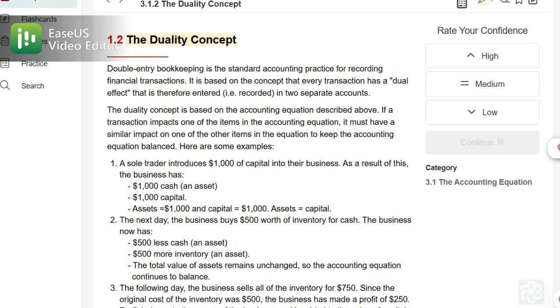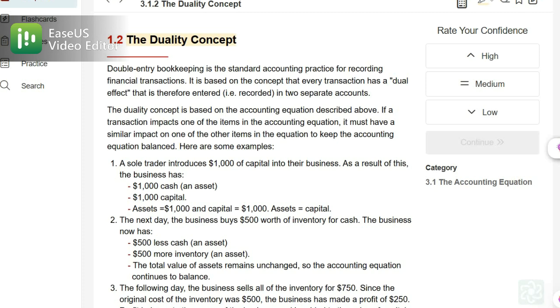When the owner invests money, it means that the cash, which is an asset, increases, and definitely the capital will also increase. When a business buys goods with cash, inventory, which is an asset, increases, and cash, which is also an asset, decreases, because you are paying cash. Then when a business buys goods on credit, inventory as an asset increases, and the liability also increases because you will have to pay in the future.